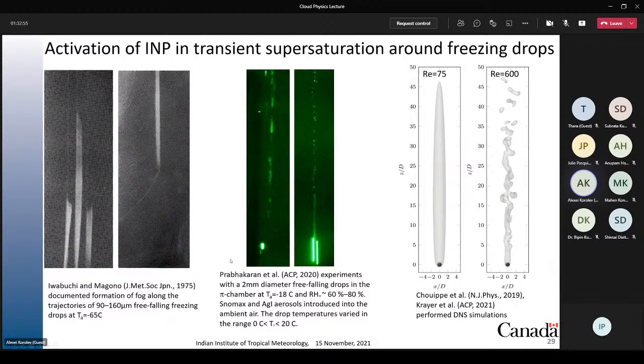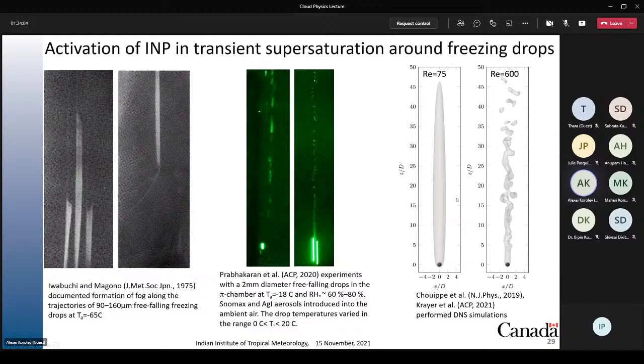A similar experiment was reproduced by Prabhakaran in a pi chamber, published in the ACP journal. They used just a laser light to identify this speckle, the reflected laser light from droplets. It is different from scattered light from droplets. For droplets, the scattering is much smoother compared to the scattering on ice crystals. But unfortunately, this was not quantified because the conditions were slightly artificial. They used snow marks and silver iodide to generate those crystals.